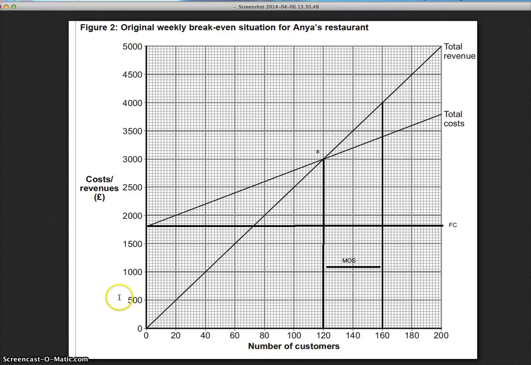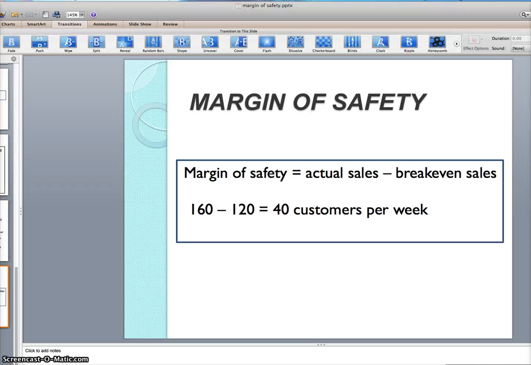Now, I said earlier that you might be asked to do it as a calculation. As you can see, we're selling 160 units here, but we need 120 units to break even. So therefore, quite obviously, the calculation would be 160 minus 120 equals 40 customers per week. So the margin of safety is 40 customers per week. Your actual sales minus your break-even sales.